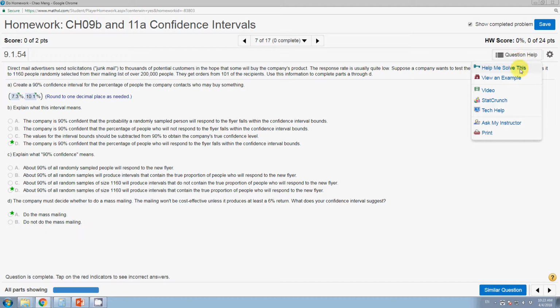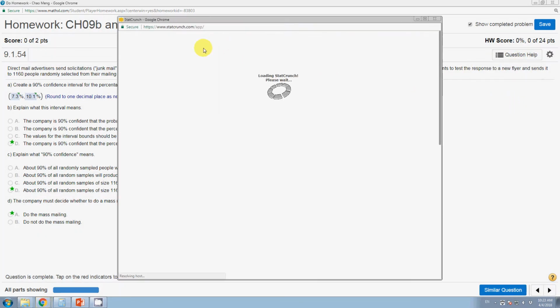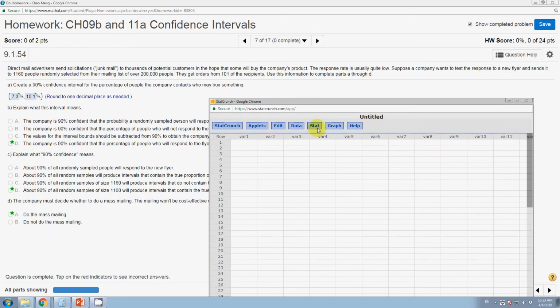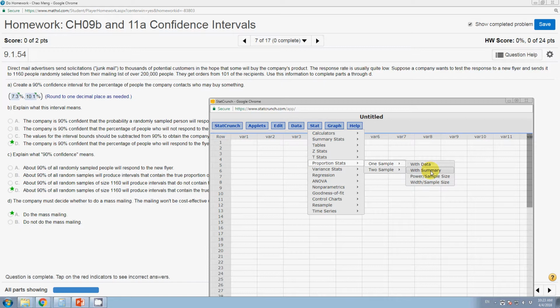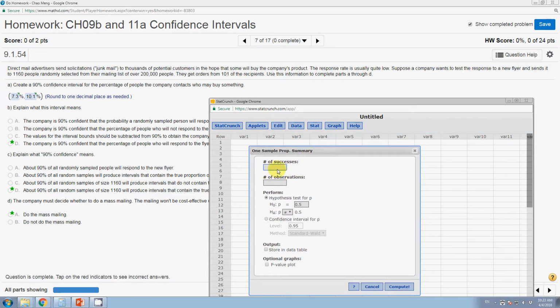So let's get some help from StatCrunch. We are talking about the confidence interval for the proportion. Let's click Stat, Proportion Stats, One Sample, With Summary. The number of successes: the success event is the event that we are interested in. The success event here is a customer purchased a product. There were 101 customers who purchased the product, so that's going to be 101.